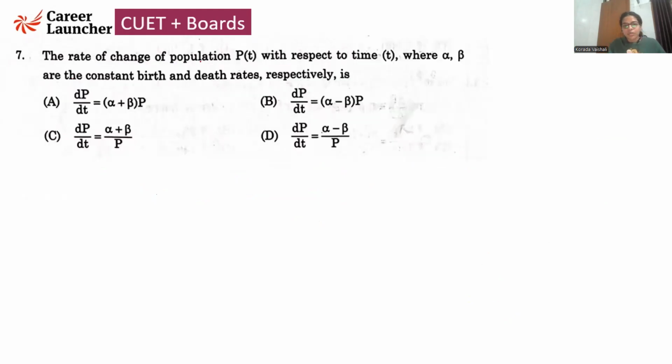The rate of change of population with respect to time, where alpha and beta are the constant birth and death rates respectively. So which of the following is true? So population is definitely directly proportional to the population, but now we are just considering the constant as the birth minus the death rate. So option B is the correct one.